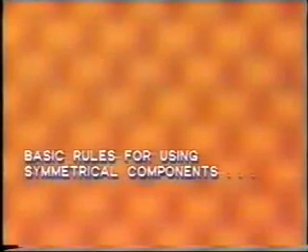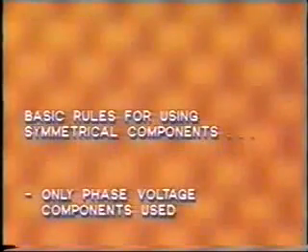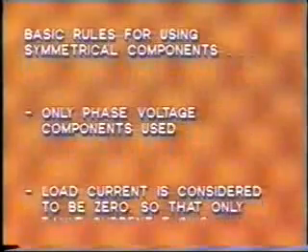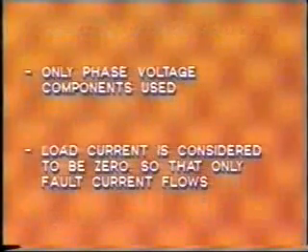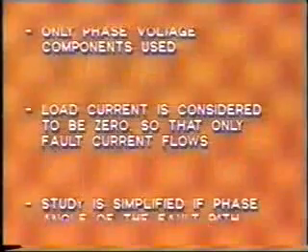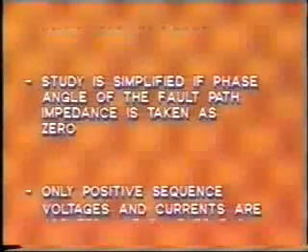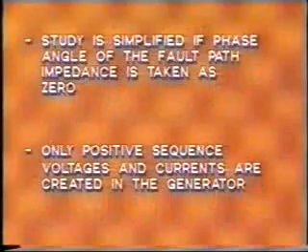In fact, any unbalanced system of currents and voltage can be represented by a combination of positive, negative, and zero sequence components. There are several basic rules we should remember in connection with this method. Only phase voltage components are used. The load current is considered to be zero, so that only fault current flows. Current in the uninvolved phases is taken as zero. The study is simplified if the phase angle of the fault path impedance is taken as zero.